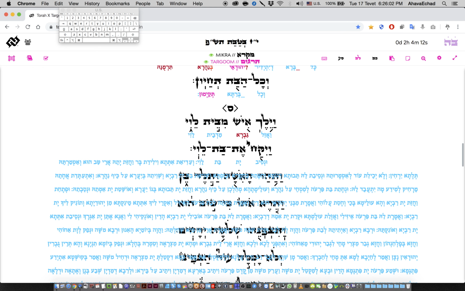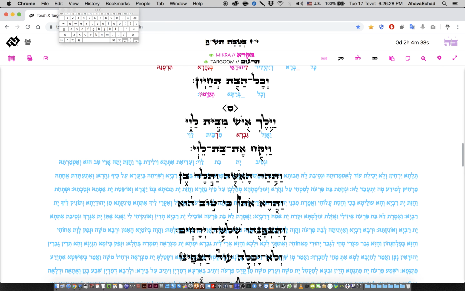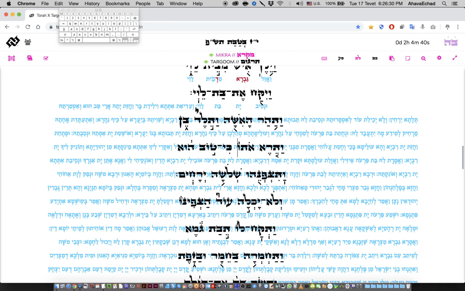Vayelech ish midebeit Levi, from the house of Levi, and went out. So samech, this is a stuma. If you like, you can replace the setuma visually like that, but it's up to you. You could leave it as is in the meantime. Okay. Vayikach et bat Levi.